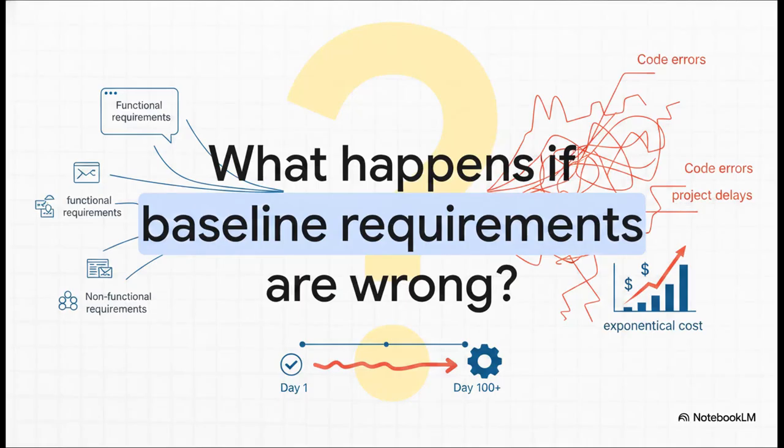So, as we wrap up this explainer masterclass on Unit 2, I want to leave you with a thought to really ponder. If we fail to perfectly capture the functional and non-functional requirements on day one, if our SRS is flawed, or if our feasibility study was rushed, what is the exponential cost of that failure by day 100? Seriously, getting this phase right is literally the difference between a massive software triumph and a catastrophically costly disaster.